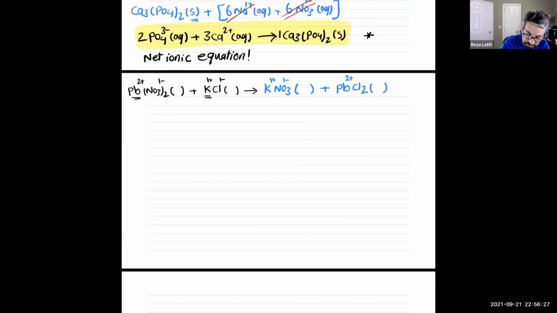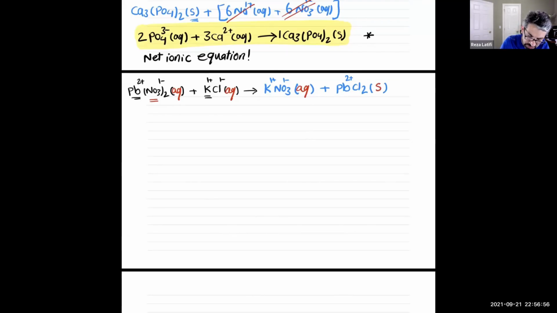Now write the state for each compound. First one, because of the nitrate, it will be soluble, so you say aqueous. Second compound, because of chloride and potassium, it will be soluble. Product, again, because of potassium and nitrate, it will be soluble. Last one, it will be solid.